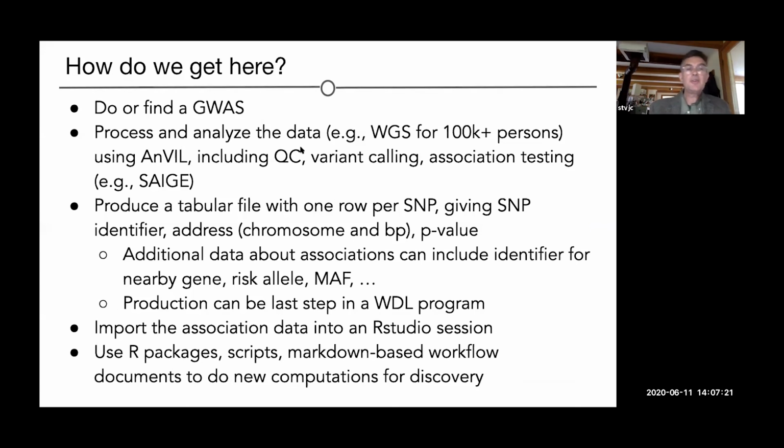And just to sum up, how we get there is by doing or finding a GWAS. I found the one from UK Biobank. You might do your own. You process and analyze the data. Certainly, you'd want to do that in the cloud if you've got lots of data, and we've shown you tools like Cromwell that can help you take care of that problem. Ultimately, you'll produce a tabular file with one row per SNP, giving the SNP identifier, addresses, p-values, and other sorts of information can be put into that file. And it probably will be produced through a WDL program. We import this association data set into the RStudio session, and then we use R packages, scripts, Markdown, and so forth to do new computations for discovery.